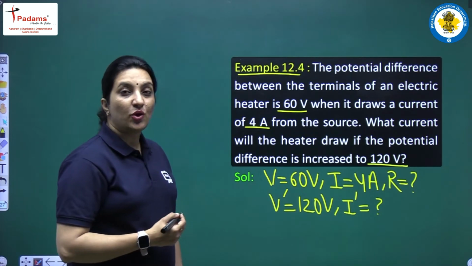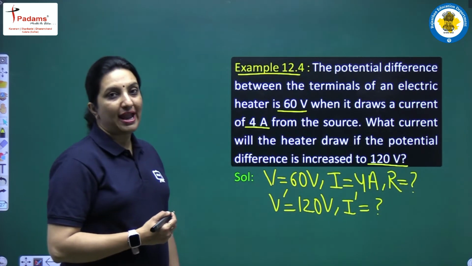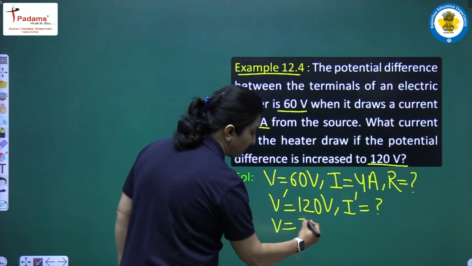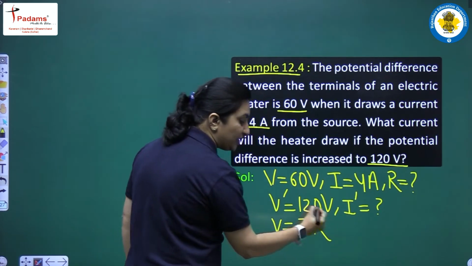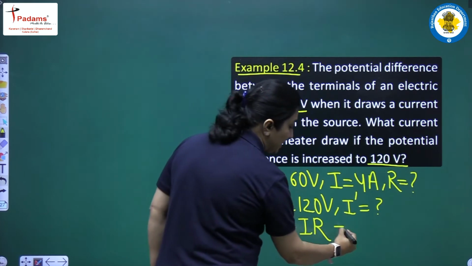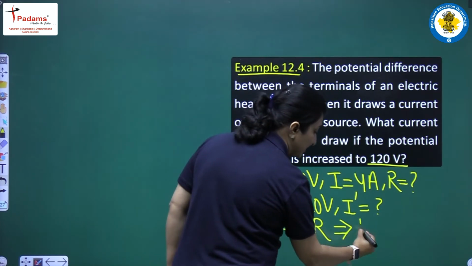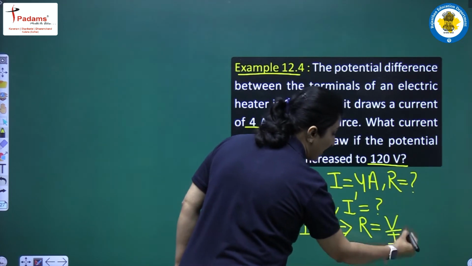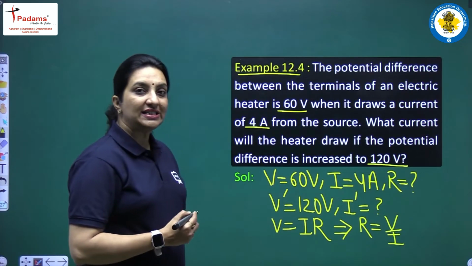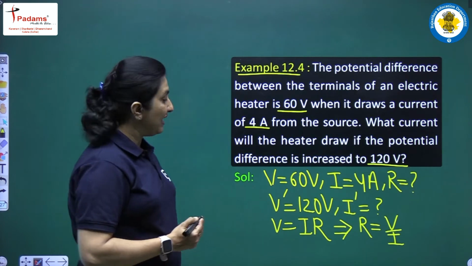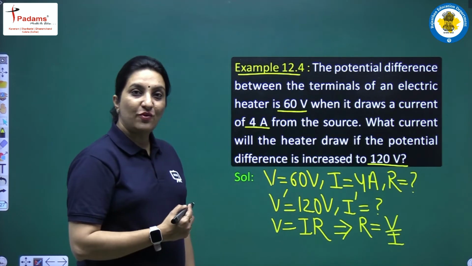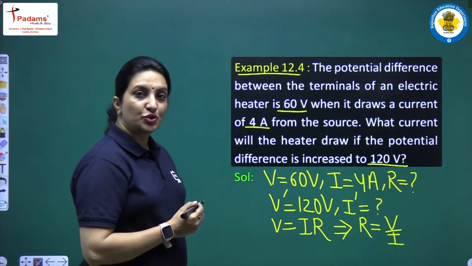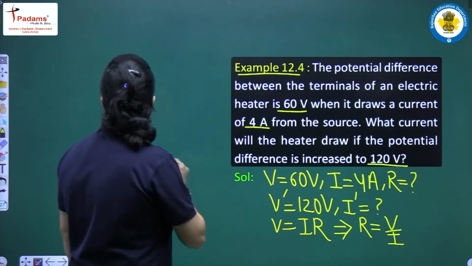So 60 volts and 4 amperes. We will use V is equal to IR, which is Ohm's law. So this gives us that the resistance is given by V upon I. Here V is given as 60 volts and I is given as 4 amperes. So students, we need to calculate this R.